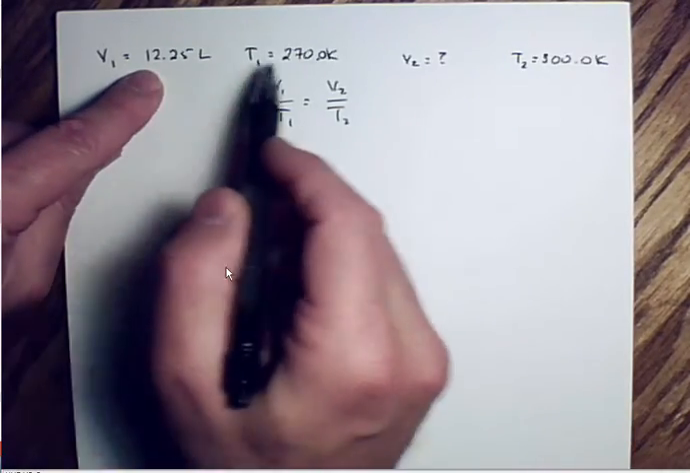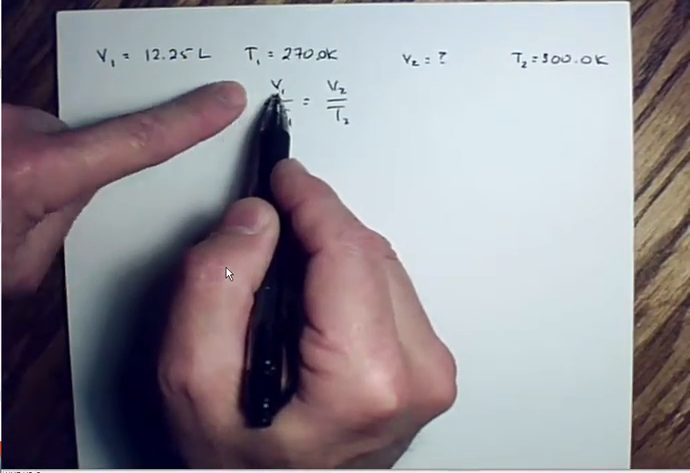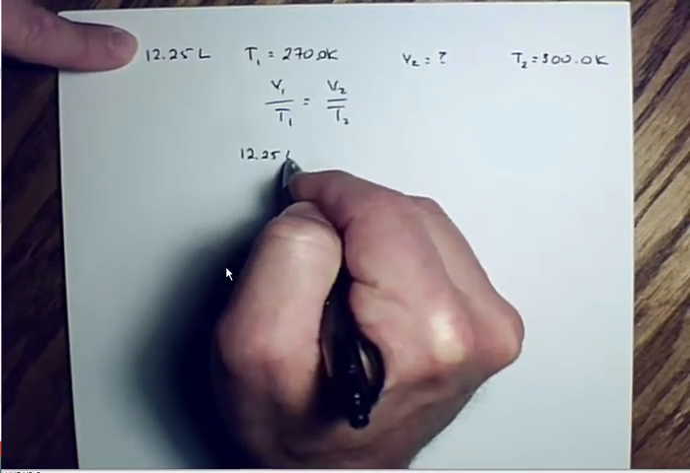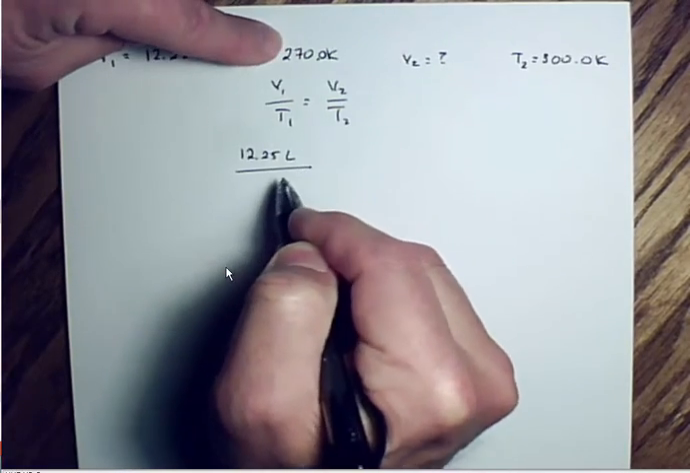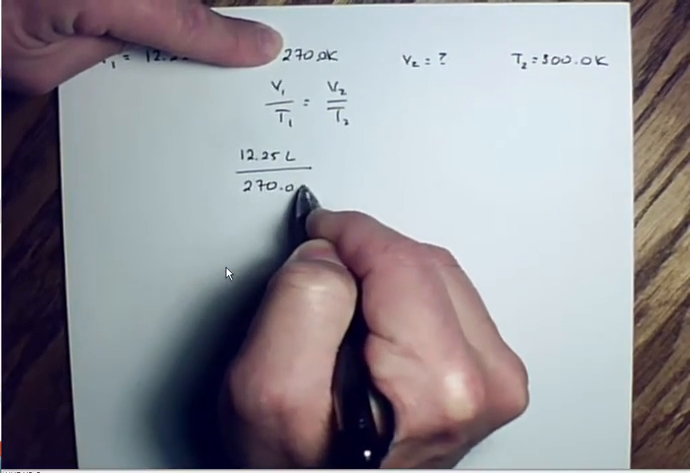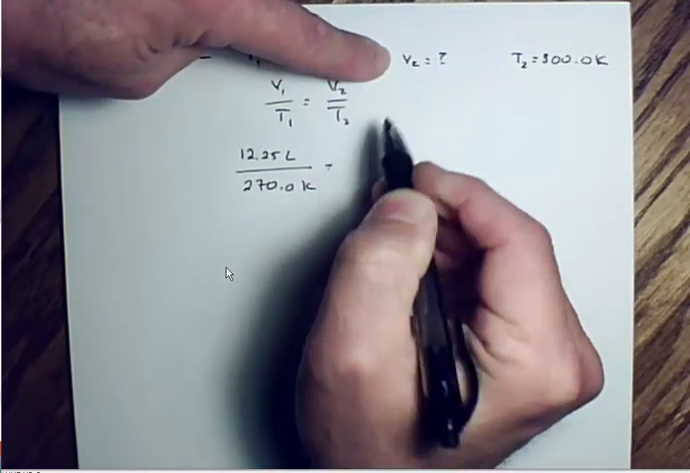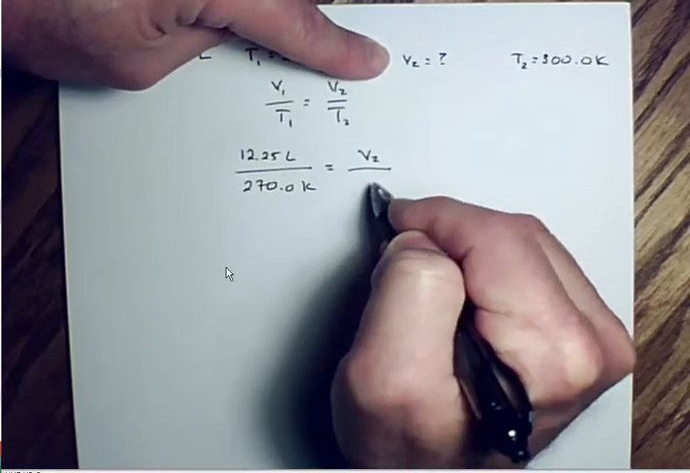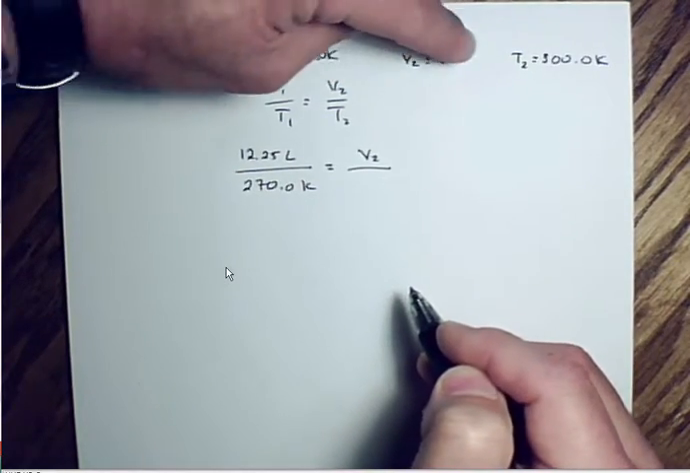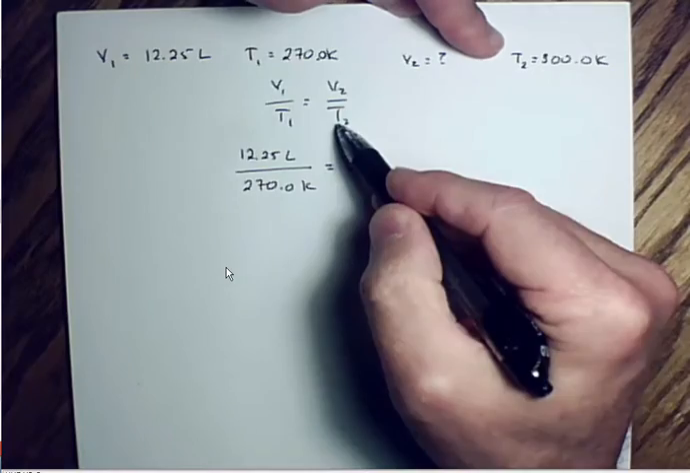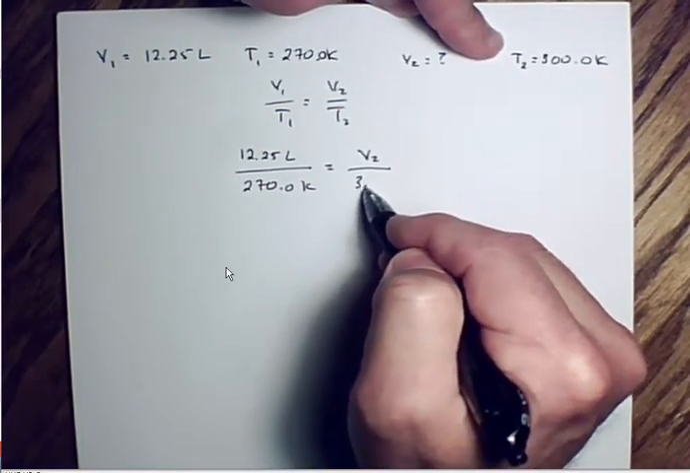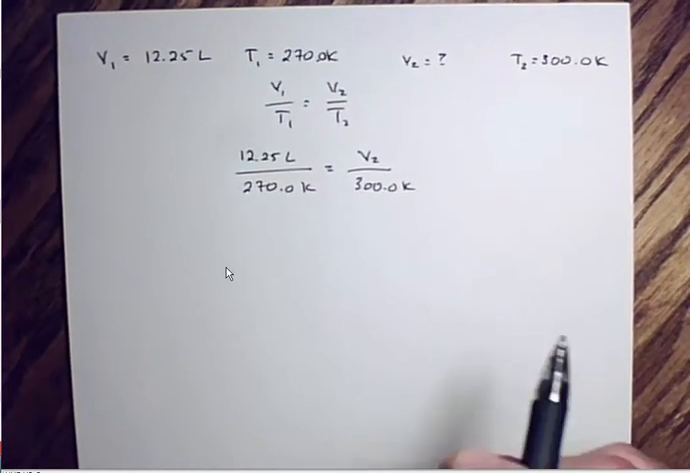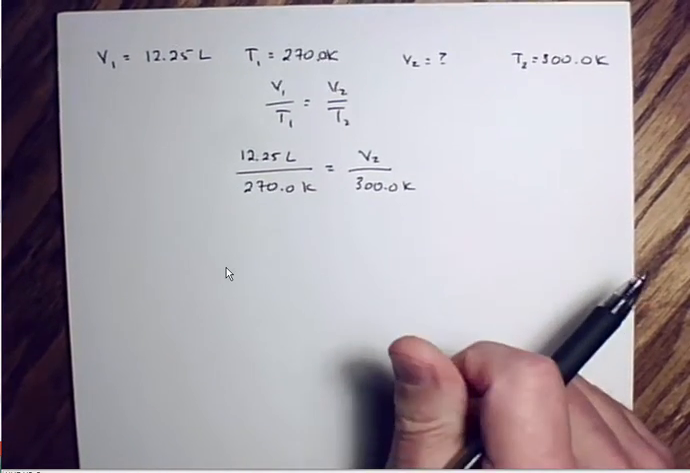Now then, the third step is to plug in the values that are known. Well, the values we know are listed up here. So for V1, I'm going to plug in 12.25. For T1, I'm going to plug in 270.0 K. V2, we don't know. So we're going to leave that alone and call it V2. That's our unknown. And we're going to plug in for T2, 300 K, or 300.0 K. All right, so that's what we mean by plug in the values that are known.